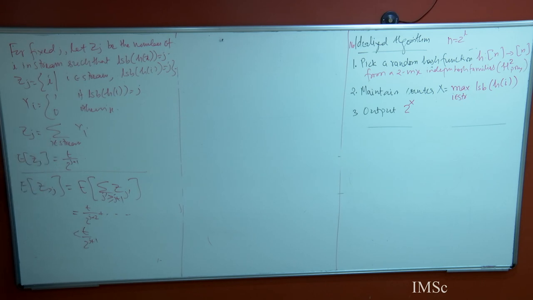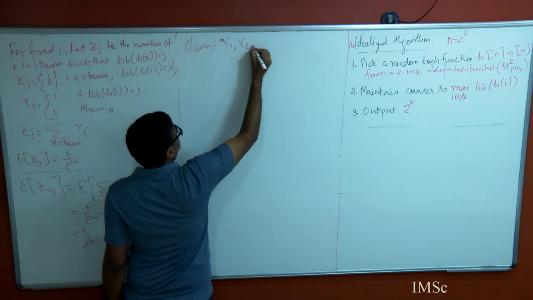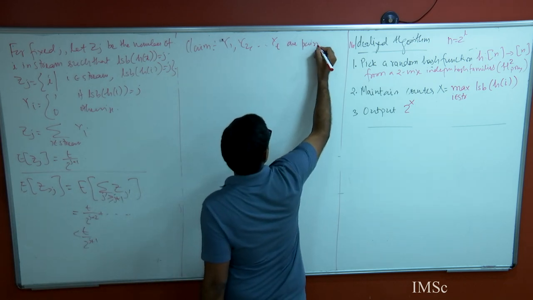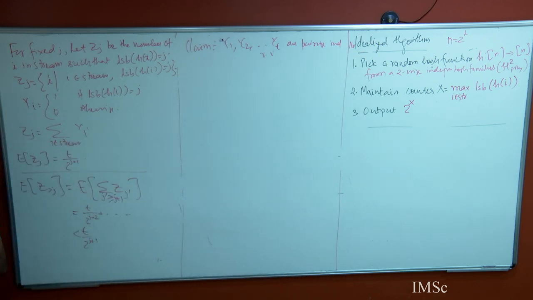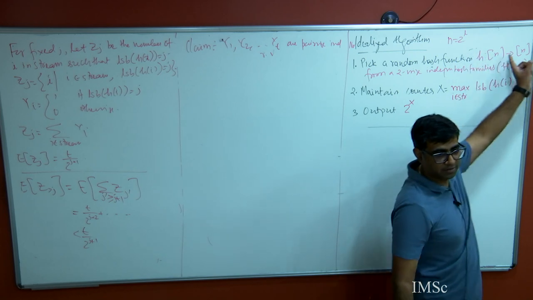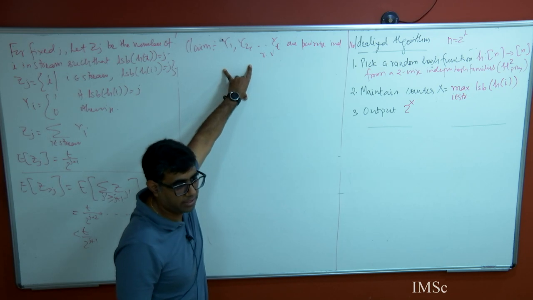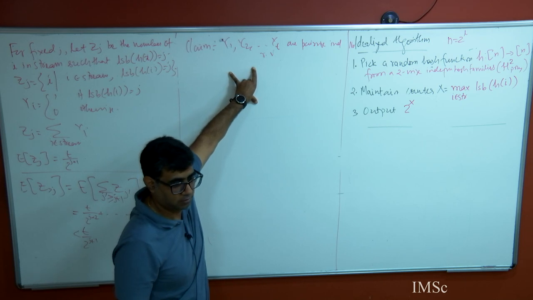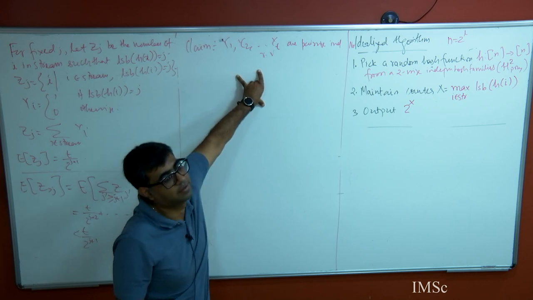What can you say about the yi's? I claim they are pairwise independent random variables. We started with h being a pairwise independent random variable, but from there the yi's inherit the property that they are pairwise independent. It requires proof; it's not obvious, but it's not very hard either, so I'll leave this as an exercise.